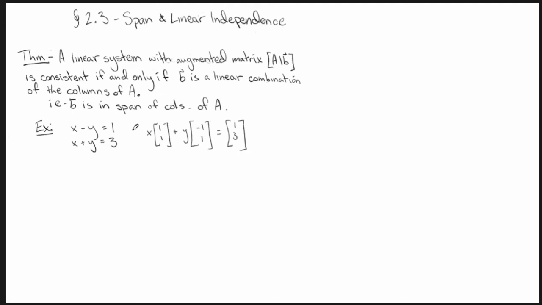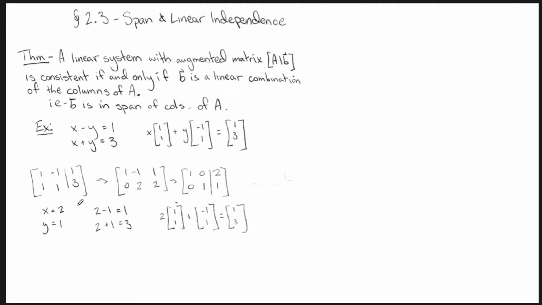So for example, if I have this linear system, x minus y equals 1, x plus y equals 3, I'm saying that this with the augmented matrix would only work if (1, 3) is a linear combination of these two, which is exactly the same thing as saying it's in the span of these, because span means all the vectors I can get as a linear combination.